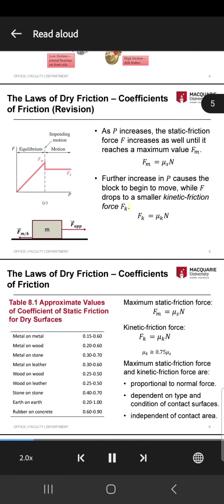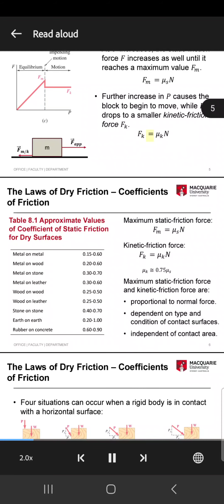F sub k equals mu sub k N. Maximum static friction force and kinetic friction force are proportional to normal force, dependent on type and condition of contact surfaces, independent of contact area.